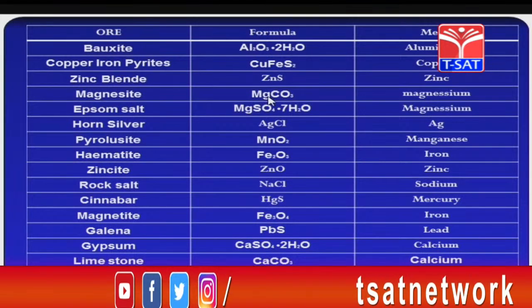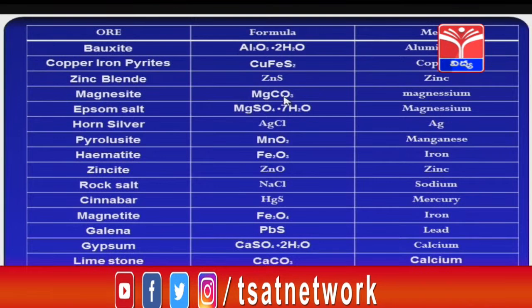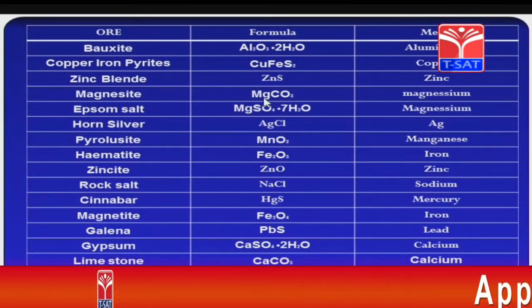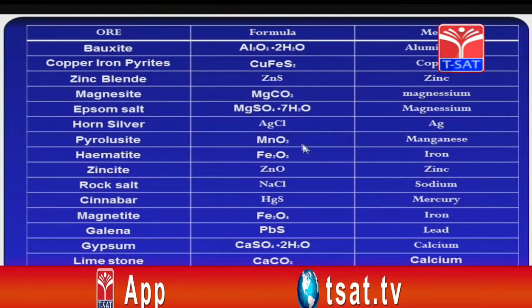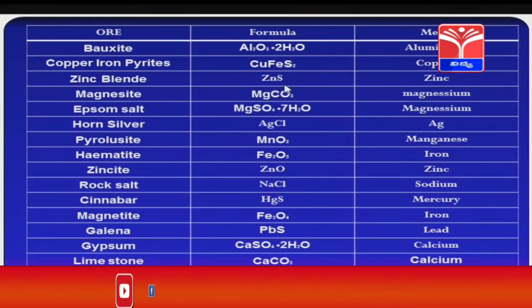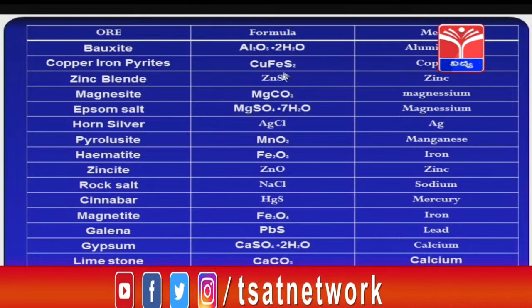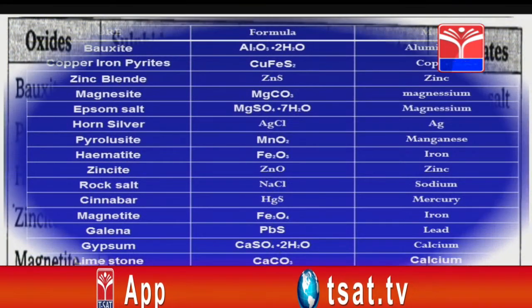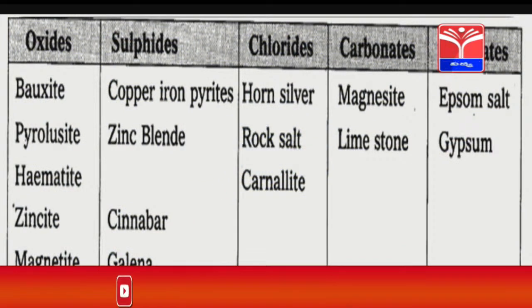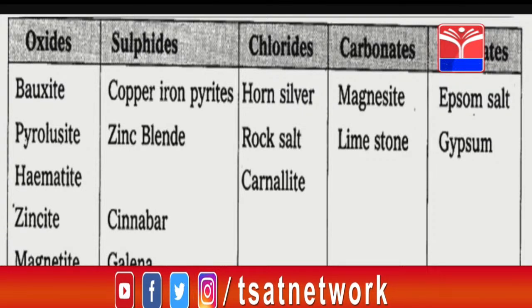It is a combination of magnesium carbonate. So, carbon and oxygen are the impurities present along with the magnesium. So, these are all the different ores of their respective metals. If you observe the chemical formula of these ores, the most common impurities we find are oxygen, sulfur and chloride. So, depending upon the chemical formula, we can classify the ores as oxide ores, sulfide ores, chloride ores, carbonate ores and sulfate ores. So, let us see what are the oxide ores.